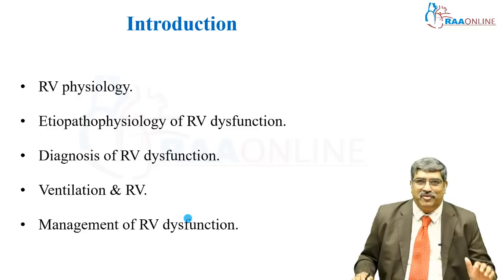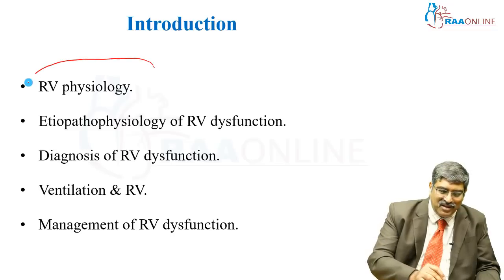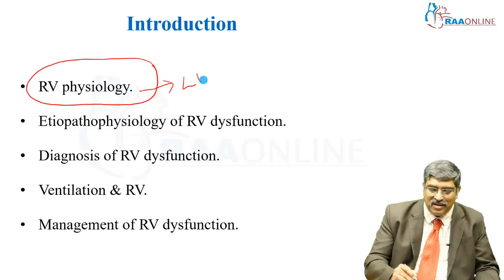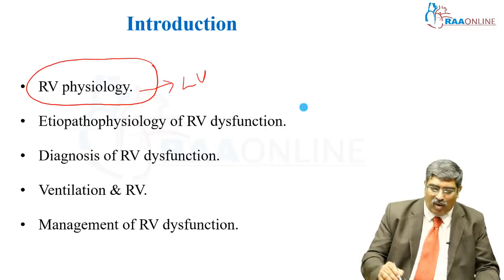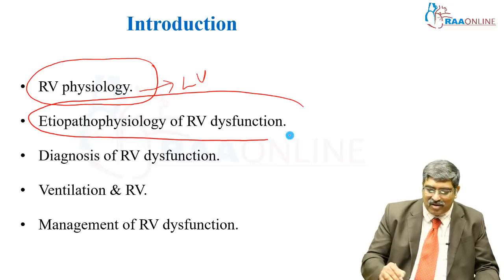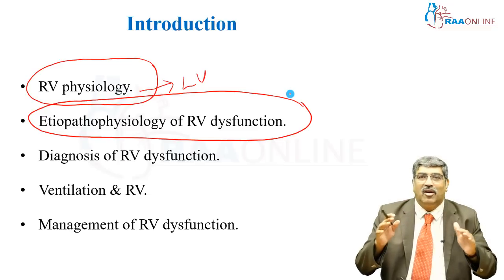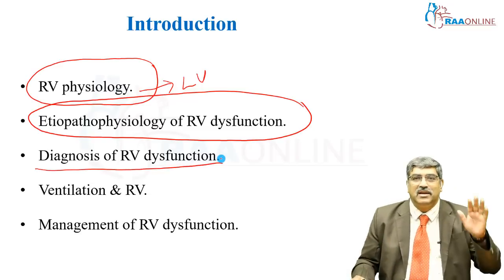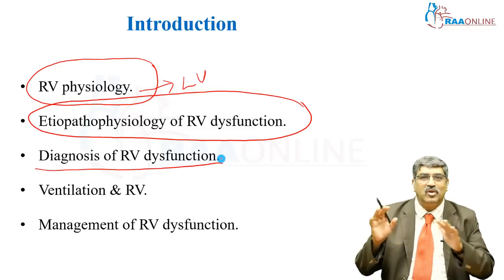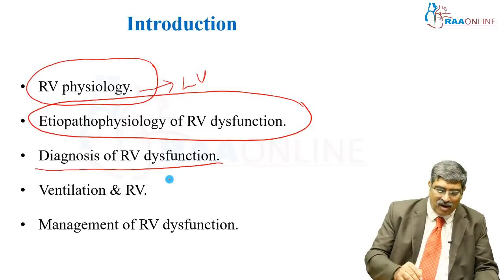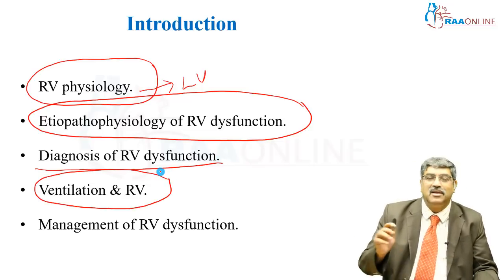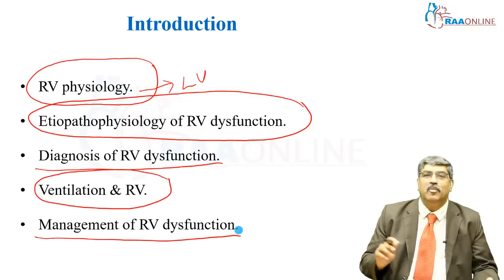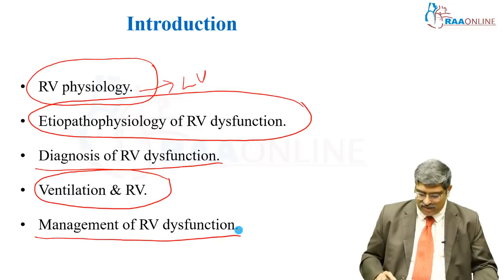The outline of this talk is we will deal with right ventricular physiology, comparing it with the left ventricle. What are the various etiology and pathology of right ventricular dysfunction? How do you diagnose with traditional biomarkers, ECG and echocardiogram? How do you ventilate a patient with right ventricular dysfunction? Finally, how you manage right ventricular dysfunction.